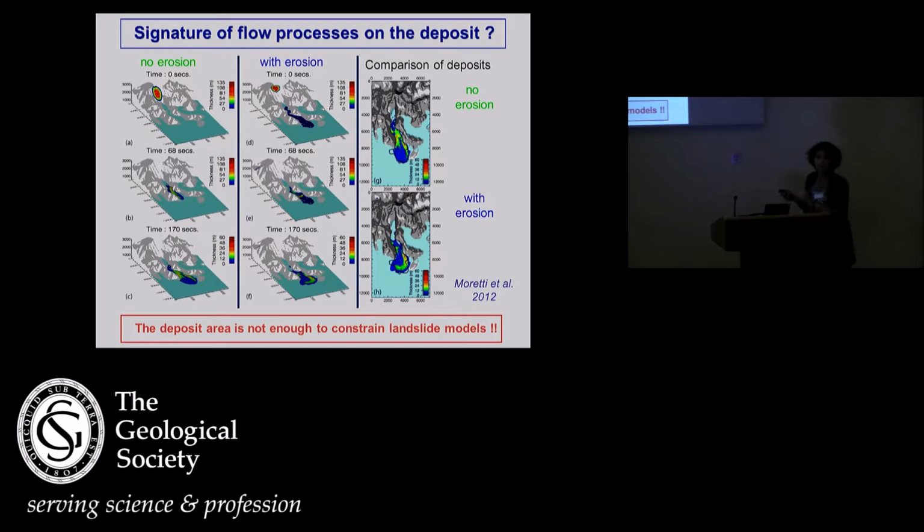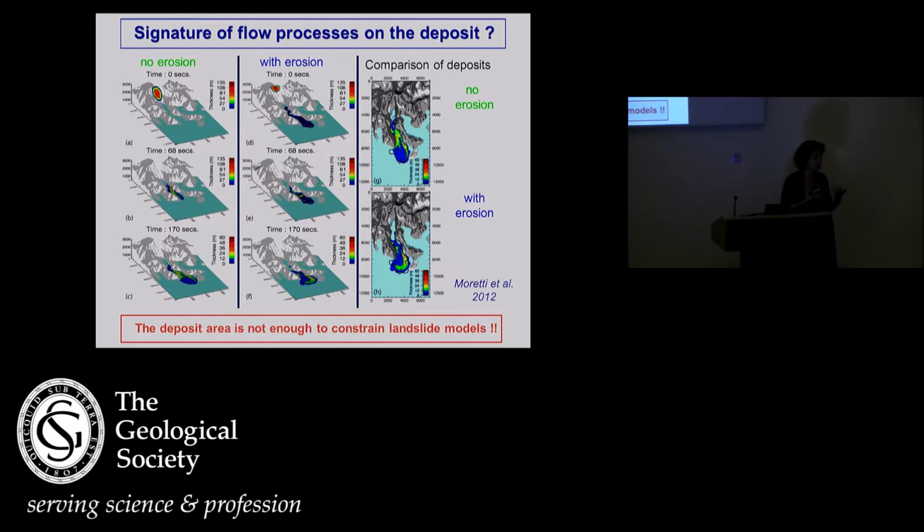And you can see that with these two different scenarios, you obtain exactly the same area of the deposits. So it means that even though you have a different dynamics, if you just look at the area of the deposit, you will not be able to say if it's one or the other scenario. But if you look in the details of the thickness distribution here, in the colors, you see that they are different. So there is a strong signature of the flow dynamics on the thickness distribution of the deposits.